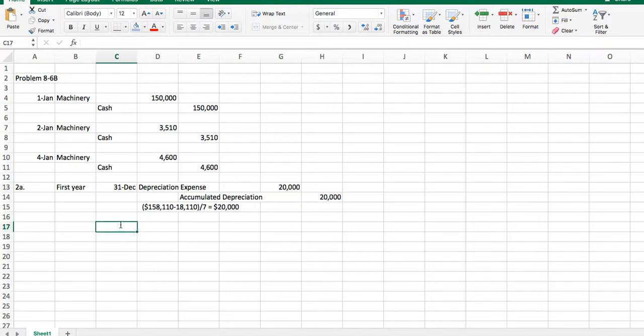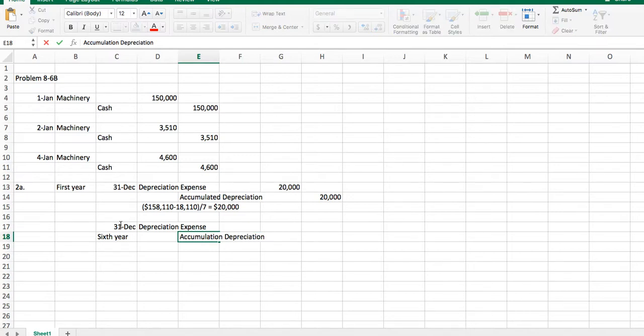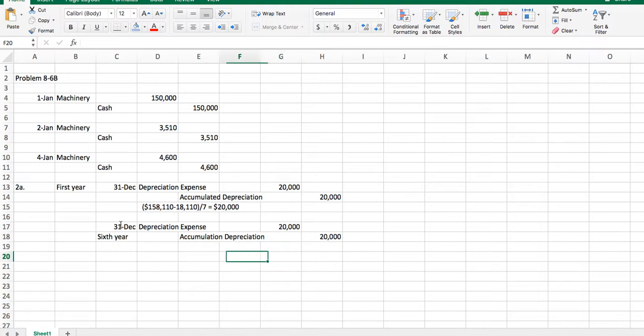Then in the year of disposal, the 6th year, it's the same entry. So every year for 7 years, we make the same entry, $20,000, because it's straight line. The only time straight line would change is if one of our estimates changed. So if the number of years or the salvage value changed, then it would change our straight line depreciation, but otherwise that never changes.